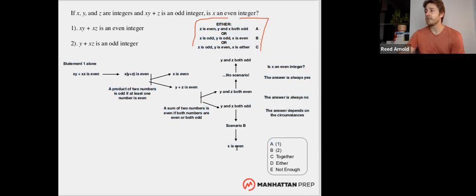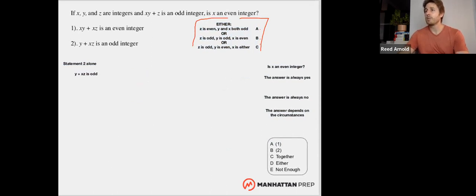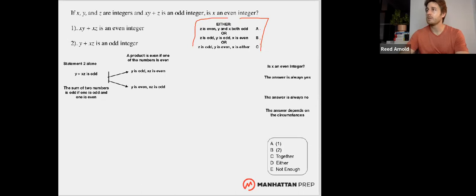But you're going to realize that you're going to end up at an even X. And if I go to statement 2, where Y plus XZ is odd, well, when does that happen? When one is even and one is odd? Okay, so let's consider Y is odd and XZ is even.